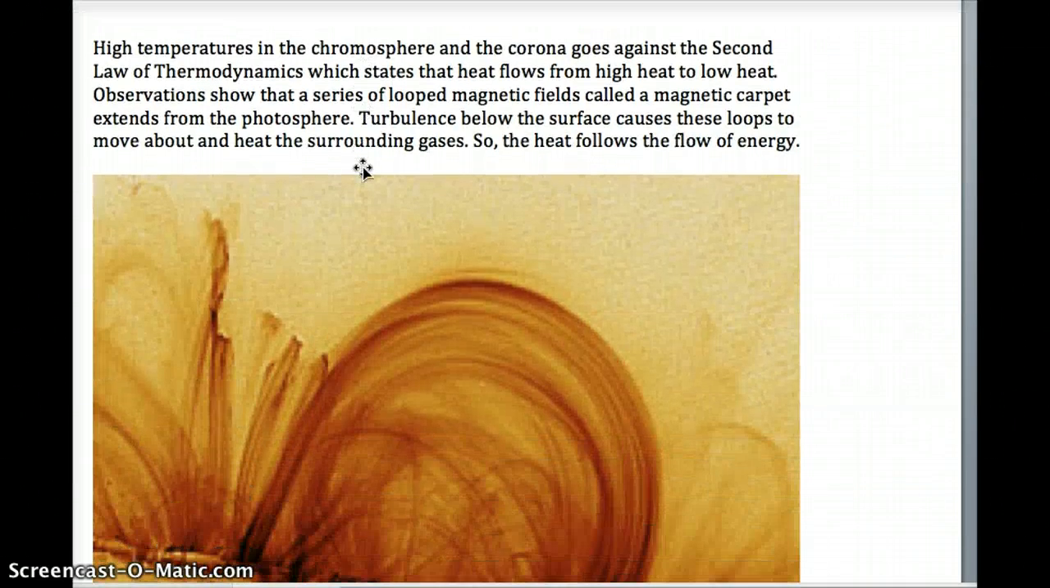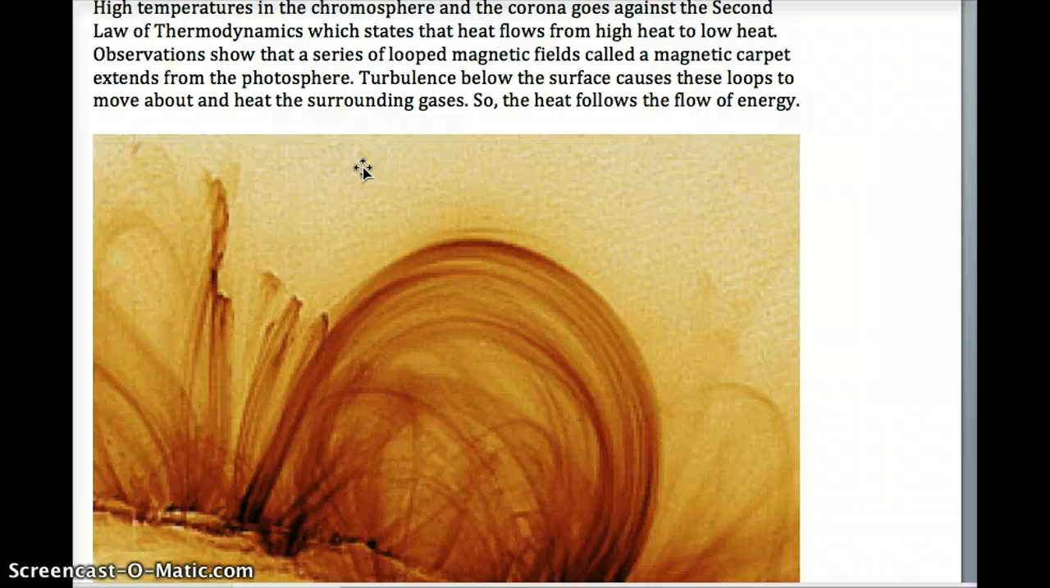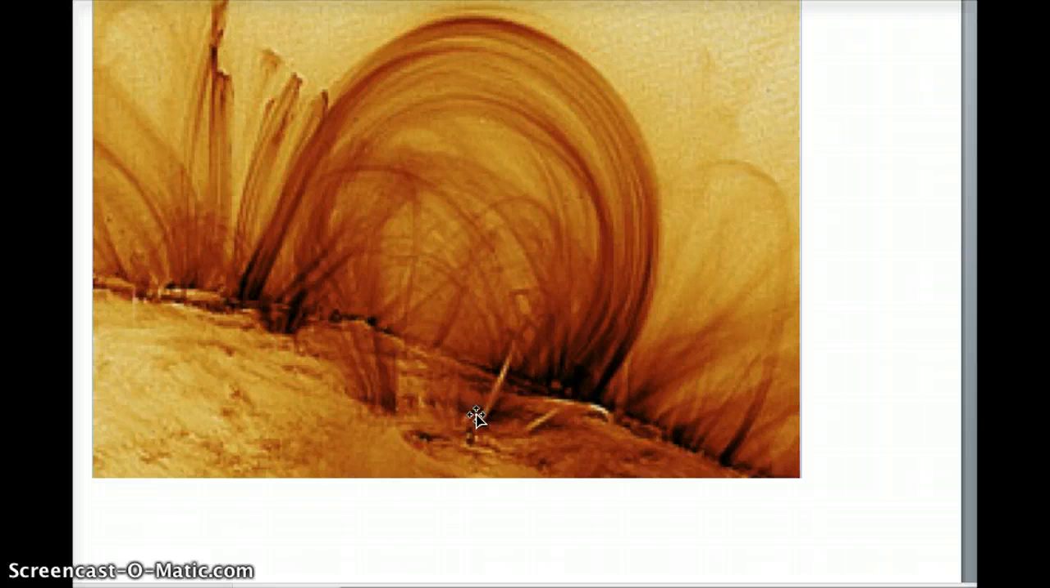The high temperatures in the chromosphere and the corona seem to go against the second law of thermodynamics, which states that heat flows from high heat to low heat. Observations show that a series of looped magnetic fields called magnetic carpets extends from the photosphere. Turbulence below the surface causes these loops to move about and heat the surrounding gases, so the heat follows the flow of energy.